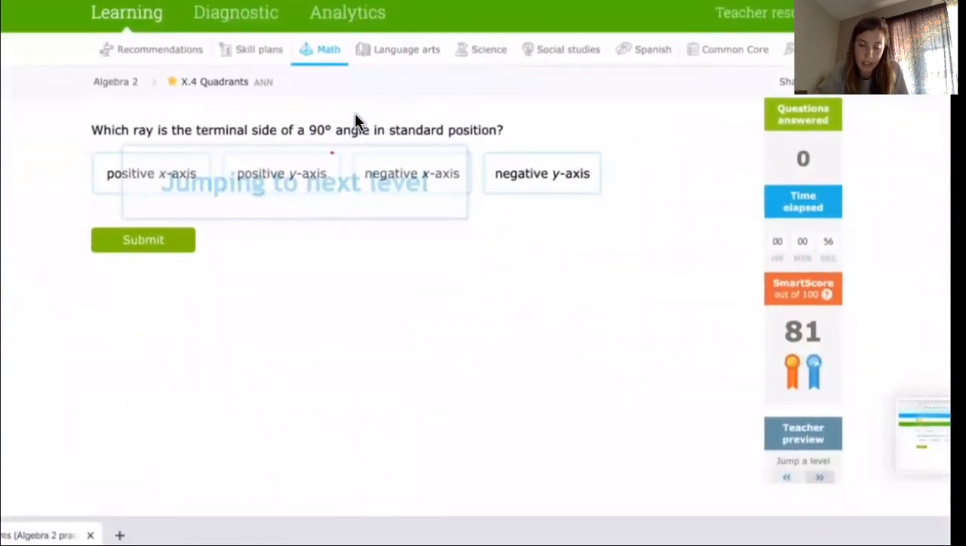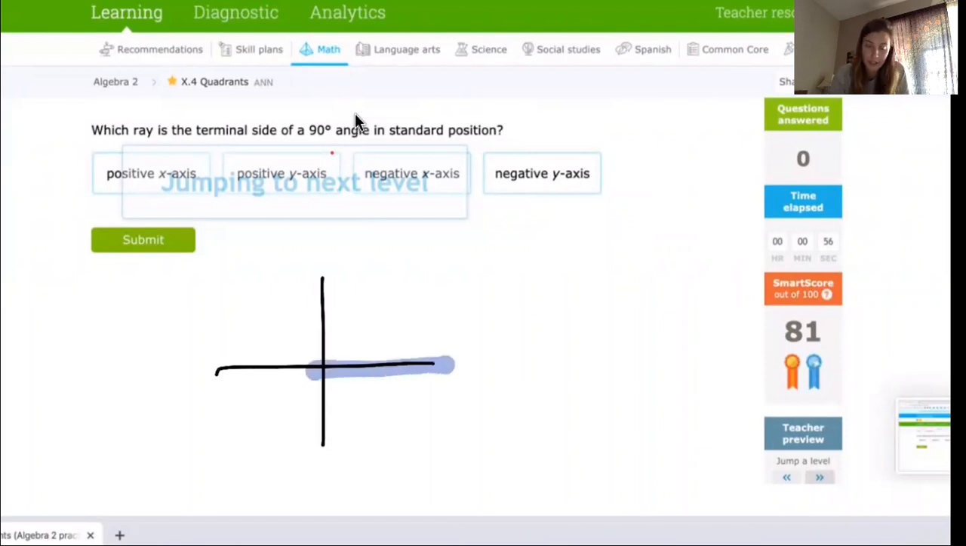Which ray is the terminal side of a 90-degree angle in standard position? Okay, so let's draw my axes. I start here, my initial side, and my terminal side for a 90-degree angle. I know a 90-degree angle is this, right? So the terminal side is on my positive y-axis. It's on the axis and it's only on the part that's above 0, so it's positive.